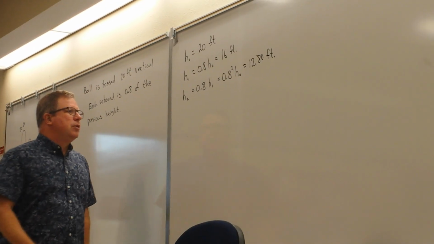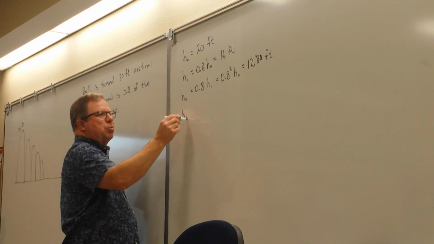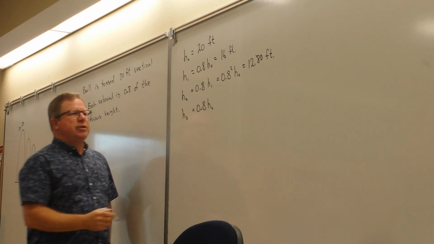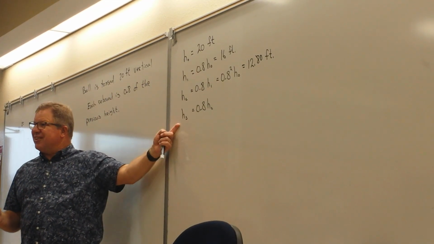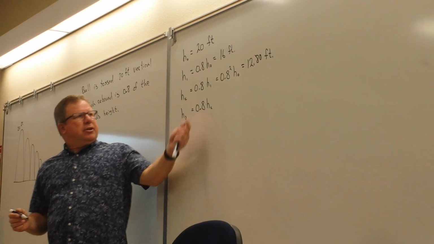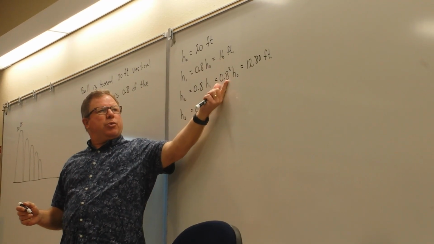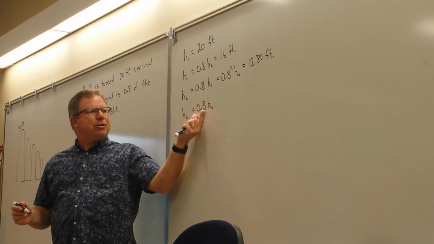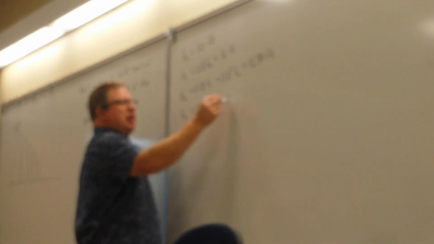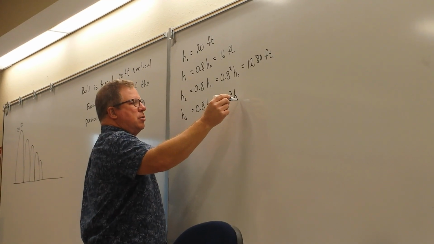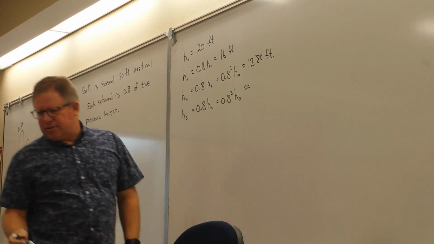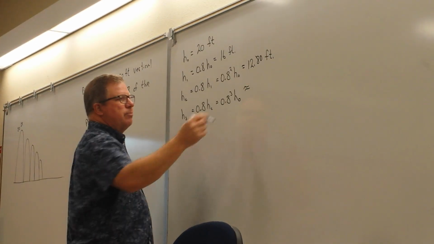Good. So h sub 3 will be 0.8 times h sub 2. It's always 0.8 times the previous height. Now, h sub 2 was 0.8 squared h naught. We're multiplying another 0.8 times that, which will give us 0.8 cubed times h naught, which is 10.2. Good job.